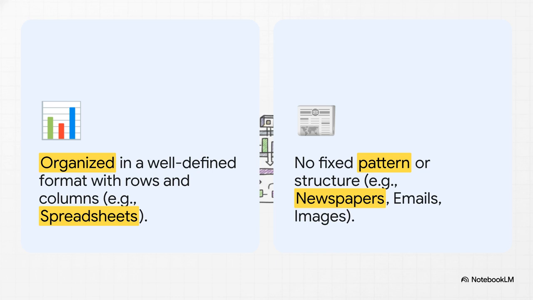On the flip side, we have unstructured data. This has absolutely zero fixed pattern. It's totally freeform. Think about a daily newspaper, an email packed with different attachments and paragraphs, or a social media post mashing together images and emojis. It's basically the messy, unstructured reality of how we humans actually communicate.